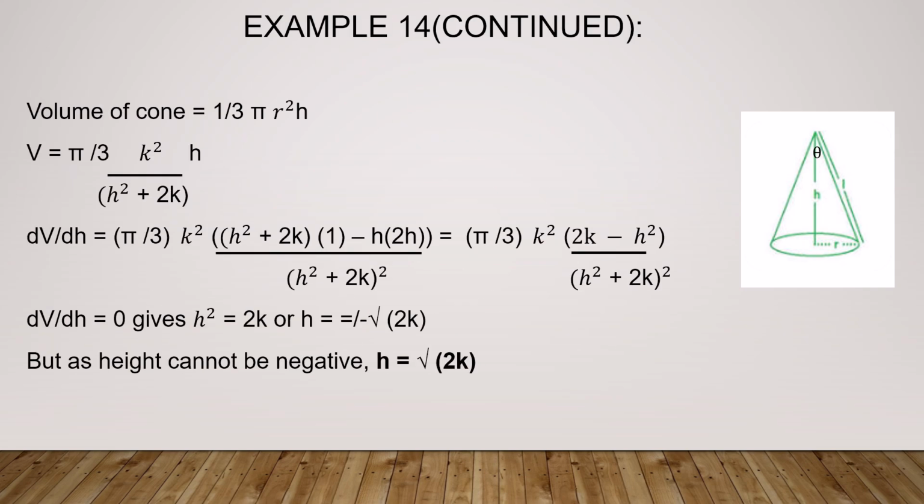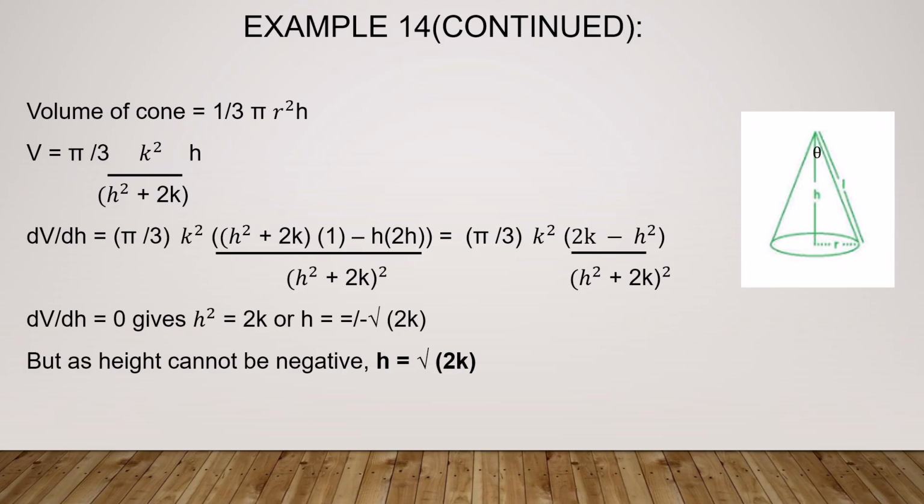Now our volume of cone is 1 upon 3 pi r square h. That is pi by 3 into small r square, the value which we have just found out, k square upon h square plus 2k, into h. So now we can see our volume is a function of just one variable, h. Now we find the first derivative, dv by dh. Take care, use the quotient rule. You know the quotient rule. Use it for derivatives and simplify to find the first derivative.